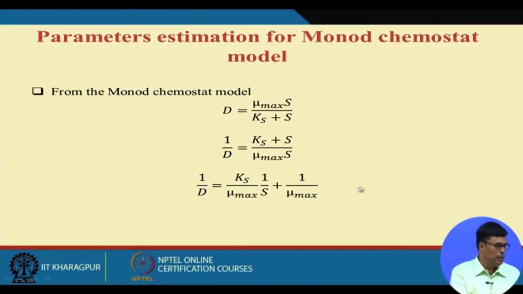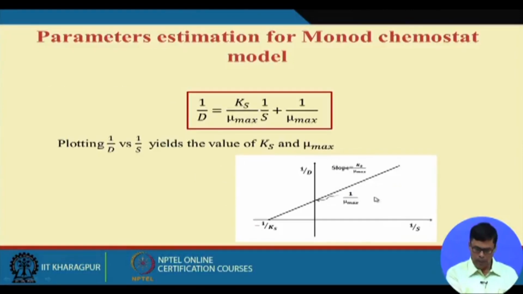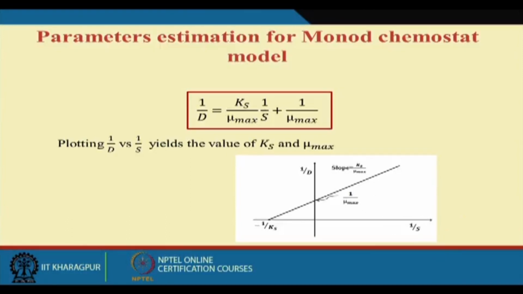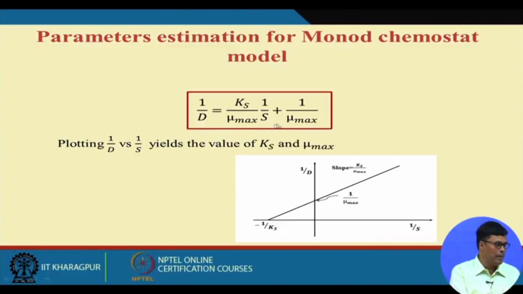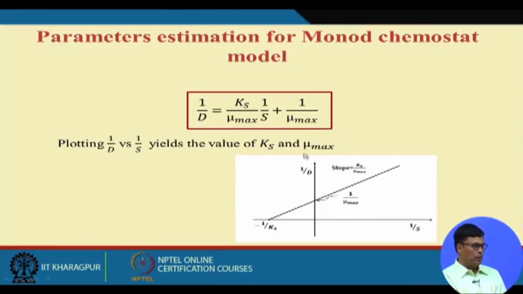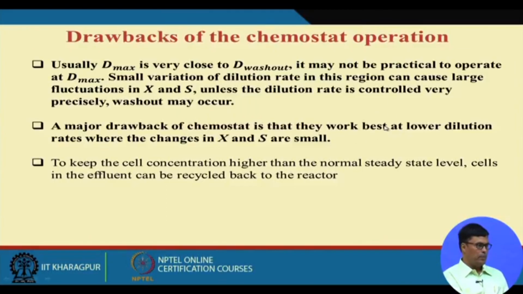Now this is how we can find the kinetic constants mu max and Ks in the continuous process also. If we plot 1 by D versus 1 by S, we get a Lineweaver-Burk type line. From the slope we can get the value of Ks by mu max, and from the intercept we can find mu max. So these constant values we can find by operating the chemostat as well as the batch process.